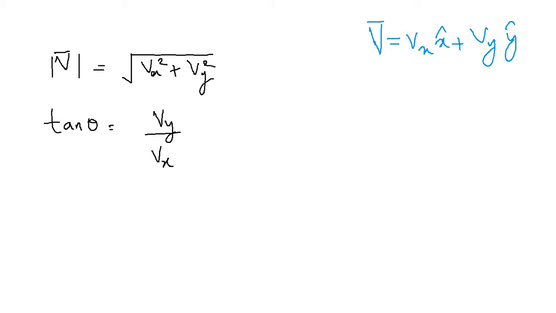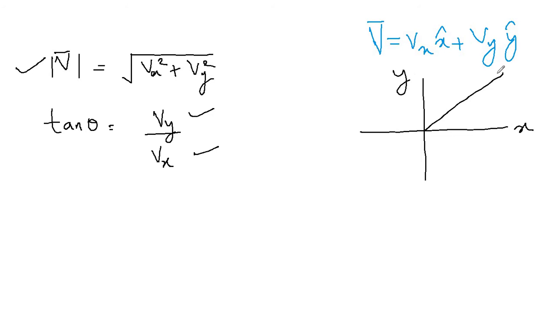As you can see here, this represents the magnitude of the vector v, which is nothing but the square root of vx square plus vy square, and tan theta is given by the y component divided by the x component of the vector, where we had this x direction, y direction and the vector v. And right here we have the angle theta.